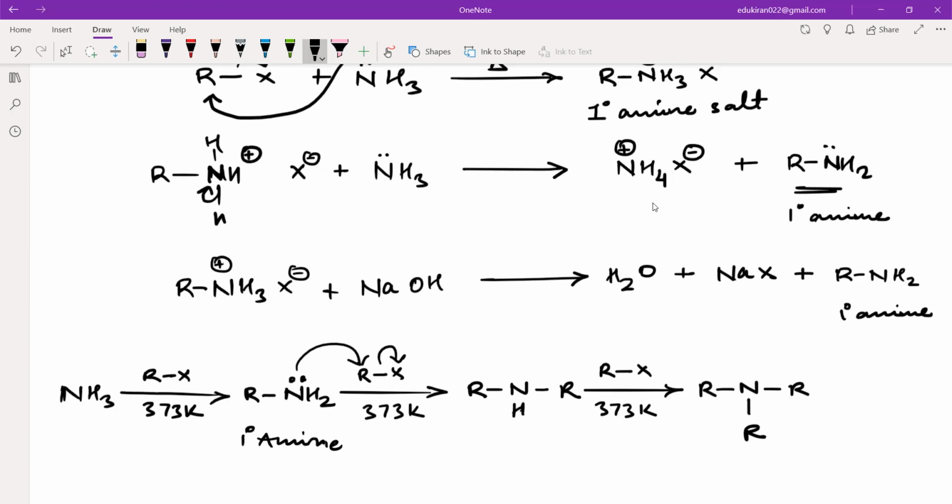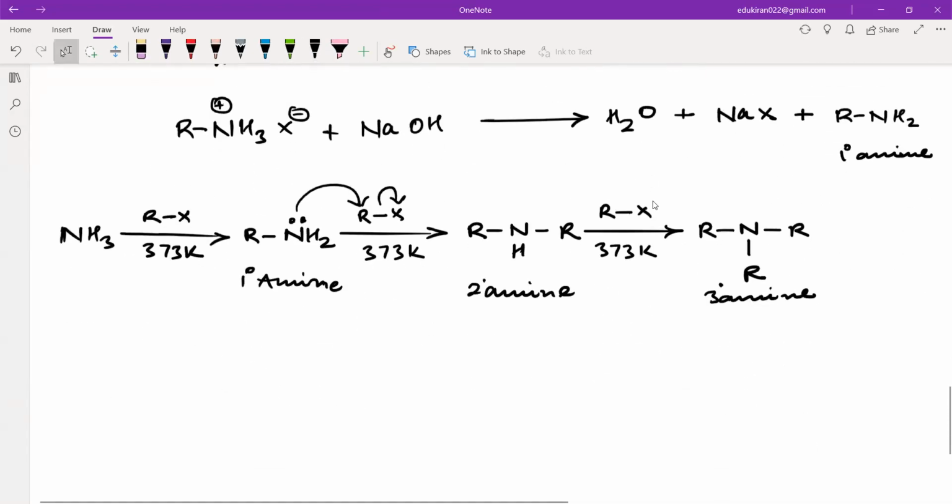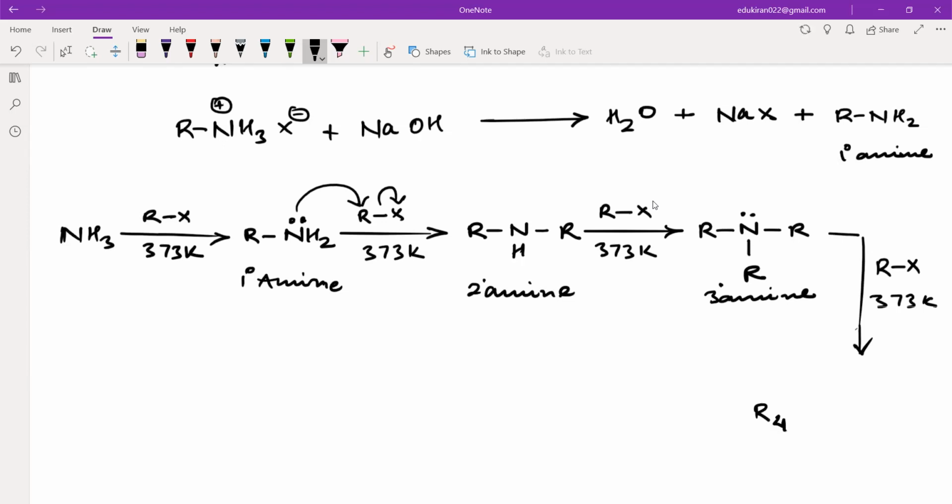On further reaction with alkyl halide, you will get a 2 degree amine. On further reaction with alkyl halide, you are going to get a 3 degree amine, tertiary amine. And you can react this one more time because we still have the lone pair. So when I react this again with RX at 373 Kelvin, I am going to get R4 completely attached to nitrogen, which will get a positive, and you will get an X negative.